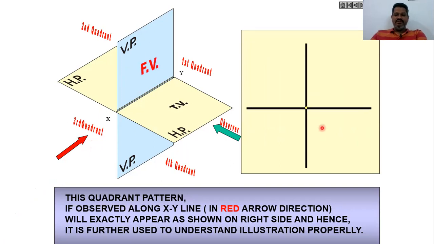Okay, so we have the XY line exactly. All the quadrants will meet at this location, that is the XY line. It looks like a point when you see from this direction. Then the vertical plane will also look like a vertical line, and the horizontal plane as a horizontal line. HP will look like a horizontal line. When the observer is in the first quadrant, then this will be your second quadrant, third quadrant, and fourth quadrant like this.